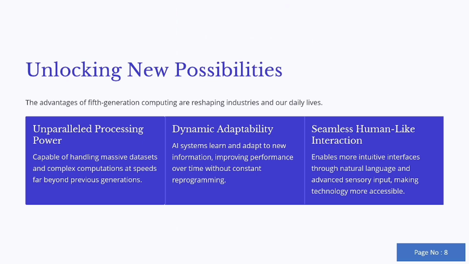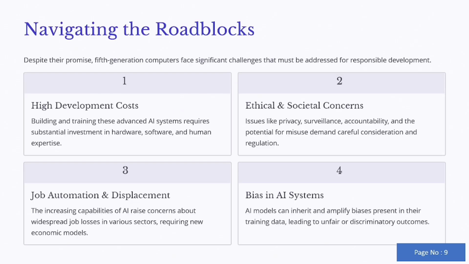On the next slide, we will see unlocking new possibilities. They offer massive processing power, adaptability, and natural interaction, making technology more accessible than ever. Navigating the roadblocks, challenges include high cost, ethical concerns, job displacement, and bias in AI systems. These are issues we must address for responsible development.